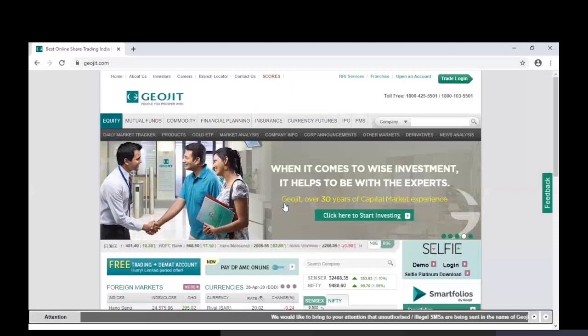What you see right now on the screen is geojit.com. Once you visit geojit.com, you will come across a link called Trade Login. Once you click here, you will be redirected to the login page.